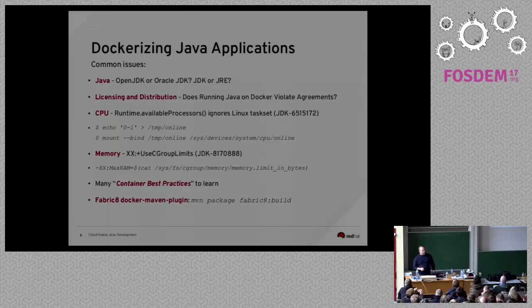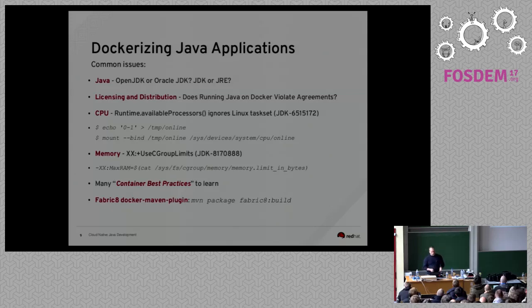Once you have your application written in Java, the next step is to put that in a Docker container. There are a number of issues when you want to put Java in a Docker container. Like, do you want to put the JDK or JRE? If you put the Oracle JDK in a Docker container and push that container to Docker Hub, you might be violating Oracle licenses, so you might have to use OpenJDK. Other issues are around CPU and memory. For example, Java at the moment doesn't see the memory that's allocated to your container, but it sees all the memory on the host.